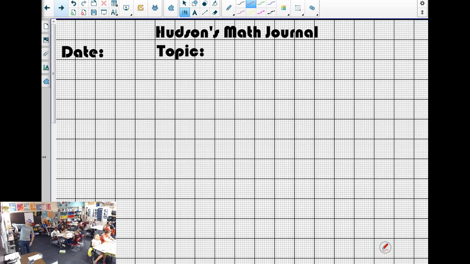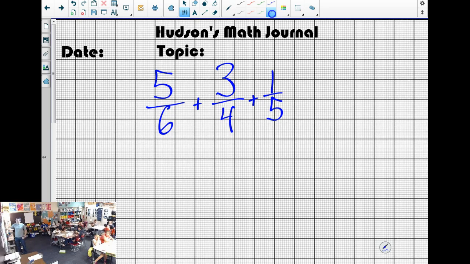Moving on. Now, challenge. We have 5/6 plus 3/4 plus 1/5. It's just a little bit harder to see, green's not quite as dark. Your team needs to first figure out a common denominator. Then second, show the work to convert each of these fractions into that denominator. And then third, add them all up, which means I will at least give you 3 minutes.